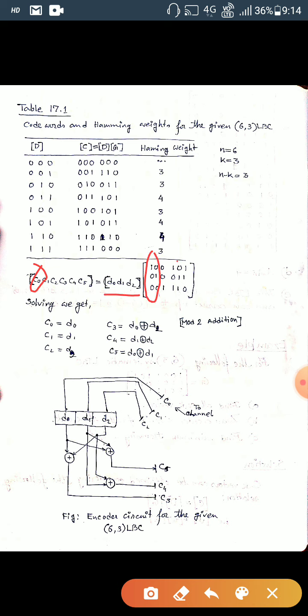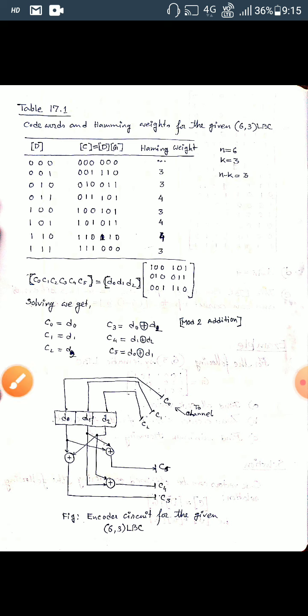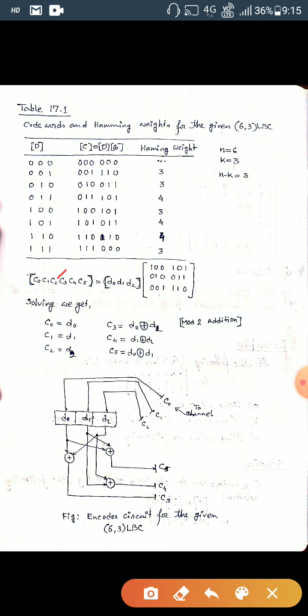So here the C0 will be D0. For the C2 calculation, for the second one you have to multiply. So here at the second row only 1 is present, so it will be D2. Same way for the C2 is the D3, and for the C3, if you consider the C3, what will be the value? This will be D0, D1, D2.